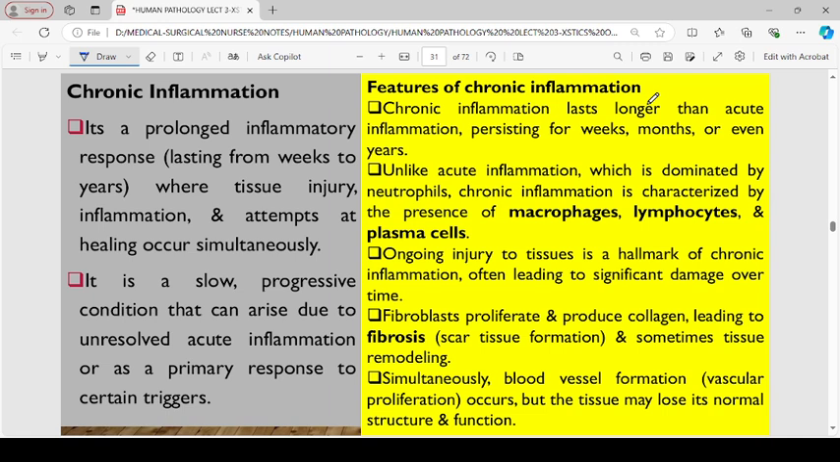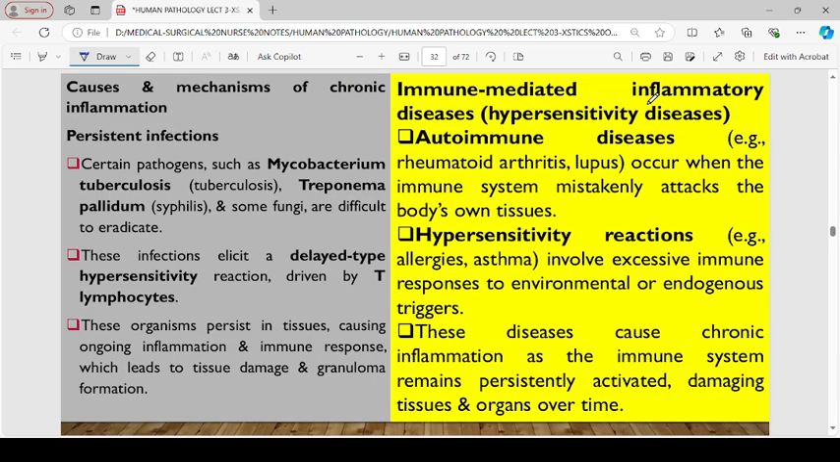So, ongoing injury to tissues is normally the hallmark sign of chronic inflammation, and it often leads to significant damage over time. We have fibroblasts that normally proliferate and provide collagen, leading to fibrosis, sometimes tissue remodeling. Simultaneously, blood vessel formation normally occurs, but the tissue may lose its normal structure and function. So those are some of the features of chronic inflammation.